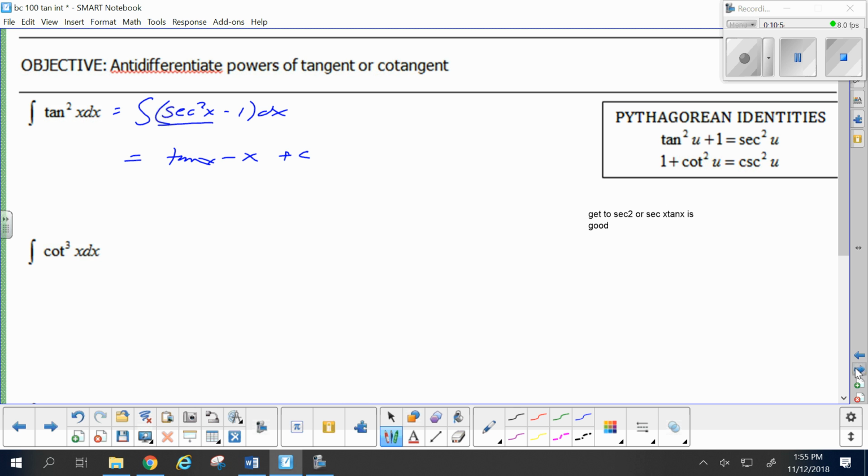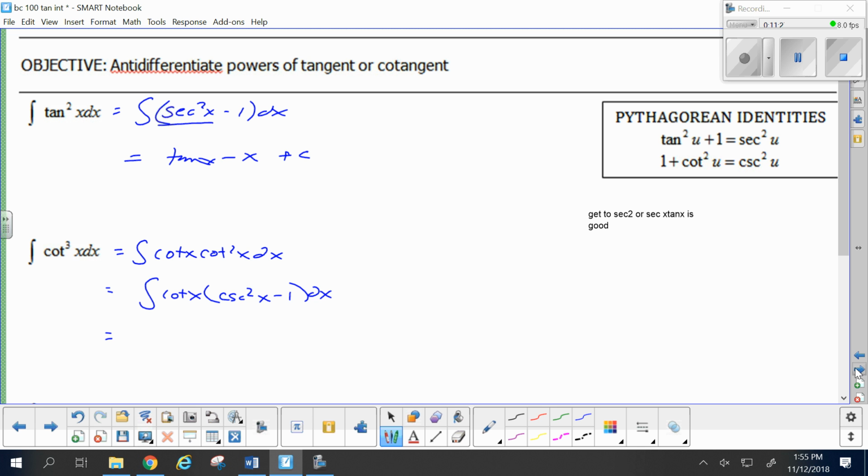Cotangent cubed. Do you have any ideas there? Split off one cotangent, is that what you said? I like it. A lot of identities for squared terms, but none for cubed. So let's split it up. Any ideas on what to do next? Use an identity, yes. The cotangent squared is equivalent to cosecant squared minus 1.